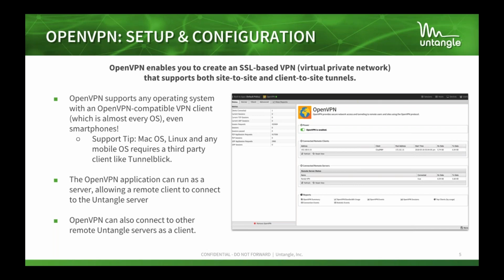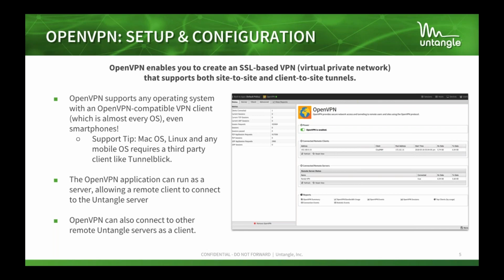It's going to enable you to create an SSL-based VPN that supports both site-to-site and client-to-site tunnels. VPN is obviously a virtual private network. If you're in a tech talk with Untangle, I think you probably know that. So Untangle's OpenVPN is obviously open source and very customizable. The baseline, quick things you can do, it does support any operating system with an OpenVPN compatible VPN client. That's almost every OS there is, including smartphones.